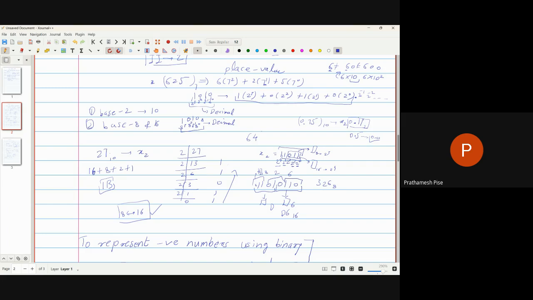If you convert it from binary to decimal again, this is 1 by 2 and this is 1 by 4. So it is 0.5, this is 0.25. Addition of this is again 0.75. The same thing is true for base 8 and base 16 also.